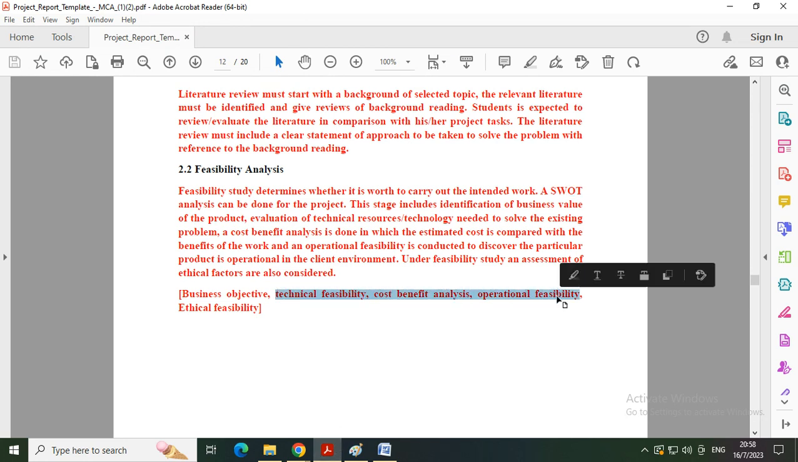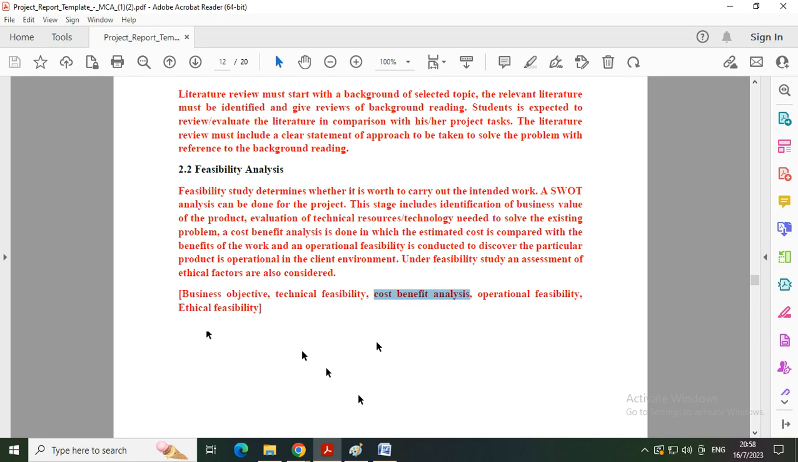You have some feasibilities. Do you have ideas about this? Technical feasibility, cost benefit analysis. Cost benefit analysis I will tell you. Apart from that, technical feasibility, operational feasibility, and ethical feasibility. Now you have the idea of what feasibility is. Feasibility is not the possibility. You have to justify the feasibility, whether your project is worth developing for the current problem.